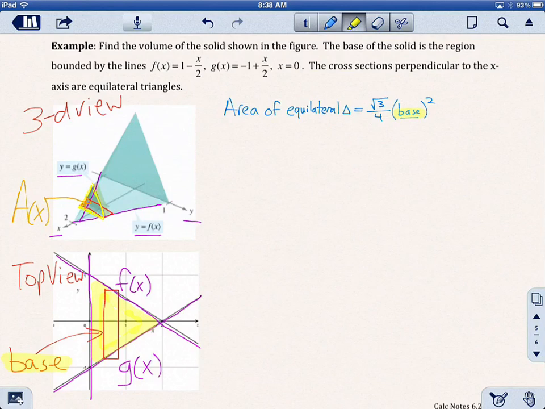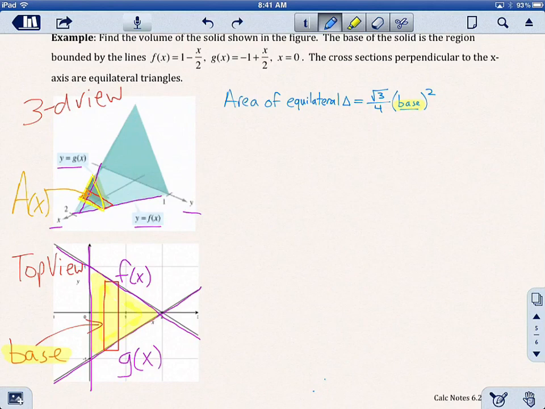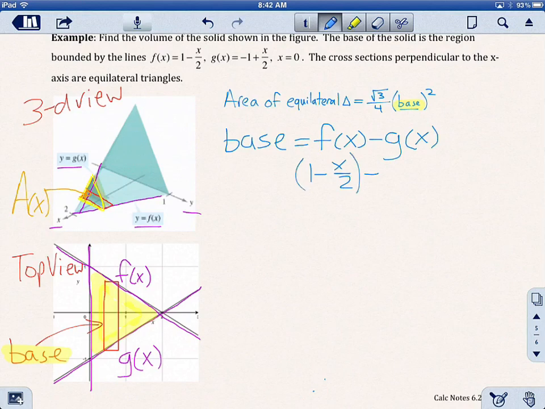Basically, it's going to be the height of this representative rectangle. So we need to find the height of this representative rectangle, which I'm just going to label as base. And it's going to be the upper function, f of x, minus the lower function, g of x. And we'll just substitute our functions in now. So f of x was 1 minus x over 2. And then g of x was negative 1 plus x over 2.